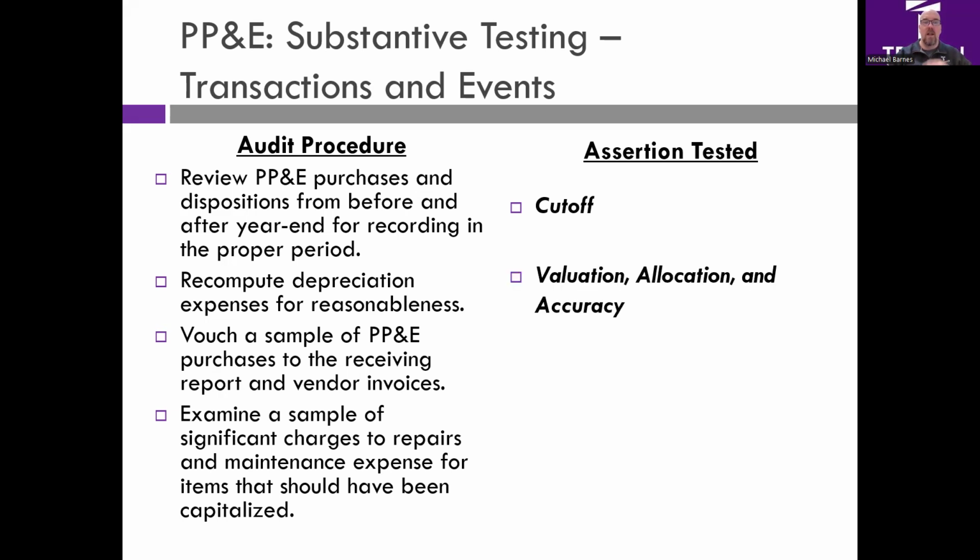That's VAA. We're going to vouch a sample of PP&E purchases to the receiving report and vendor invoices. And assuming that I use vouch correctly, which I almost always do, but I did in this particular situation, this is existence occurrence. I want to examine a sample of significant changes to repairs and maintenance expense for items that should have been capitalized. So we talked about capitalization earlier. Basically, we're determining whether a particular transaction should be in one account versus another account. That's an asset account versus an expense account. That's an example of classification.